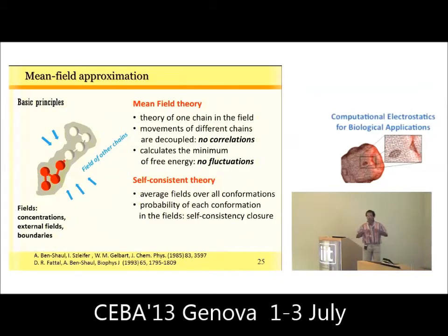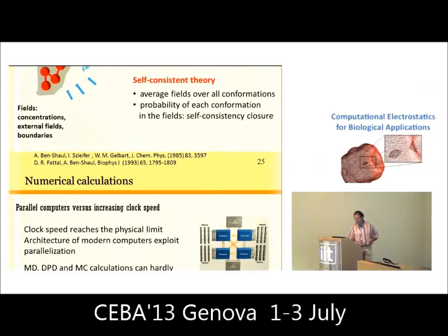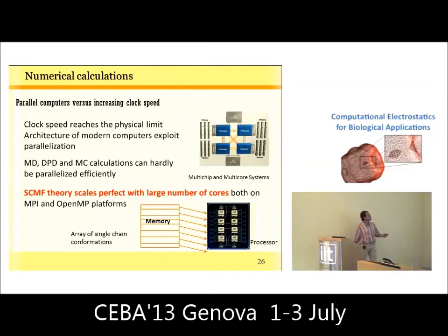So instead of many chains in the solution, you have only conformations of a single chain in the field. And this simplifies the calculations a lot. And in addition, it gives you the possibility of parallelization, because nowadays the clock speed doesn't improve, and this method is perfect for shared memory platforms.